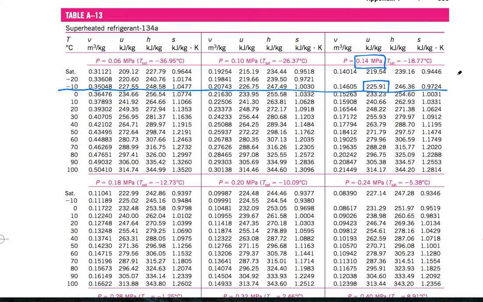Now, in some cases, you may find that you need interpolation. Interpolation is a separate issue. I have a video that talks about interpolation. If you need help with interpolation, please look for that video. So we found the internal energy of the system, 225.9 kilojoule per kilogram.